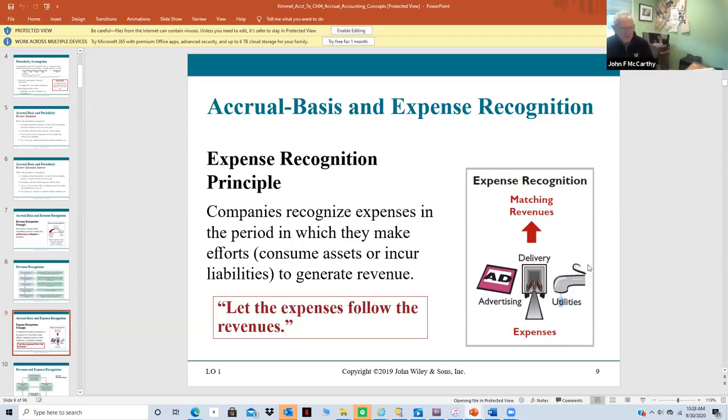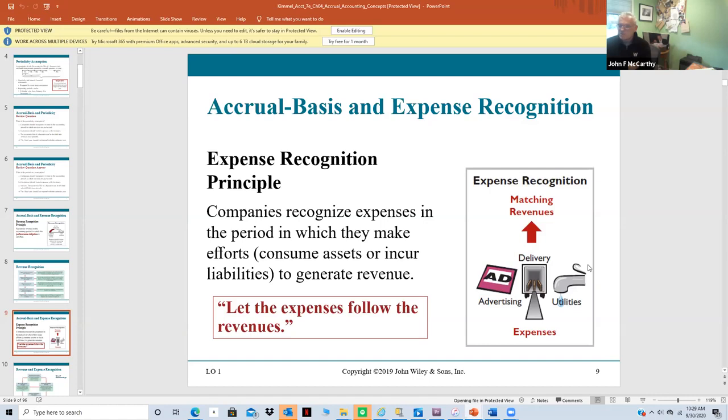So in each case, we recognize the expense when that happens. If we're painting a house, we would use the paint. Paint probably would be an asset if you're painting a house. And as you use the paint in order to paint the house, you recognize the paint expense along with the revenue. They say let the expenses follow the revenues. They call that the matching principle. Match the expenses with the revenue.